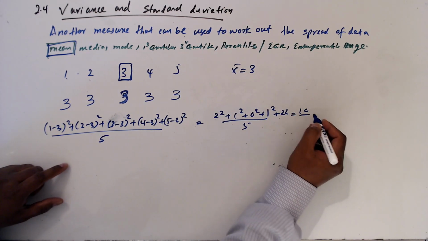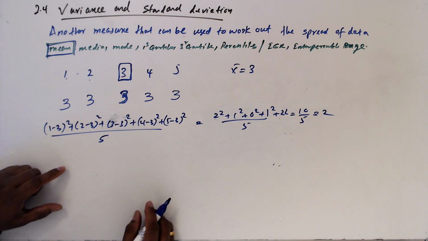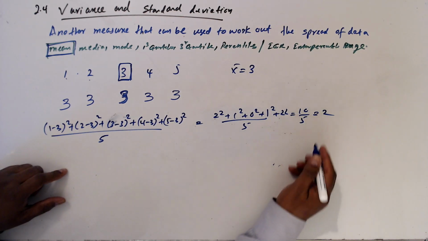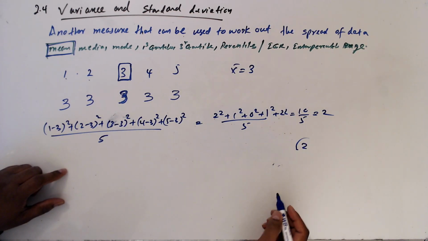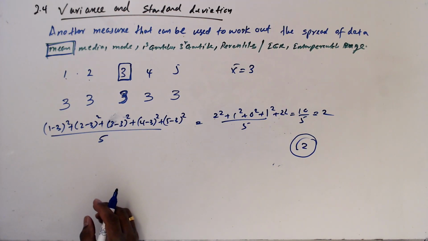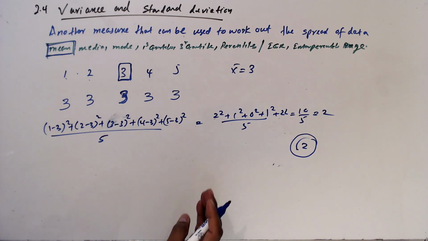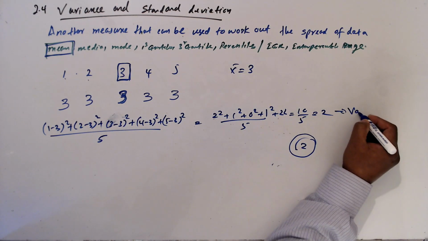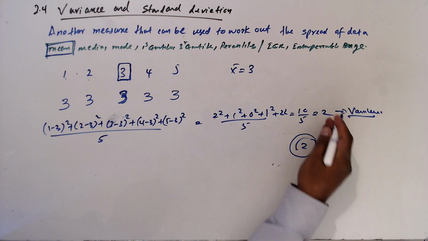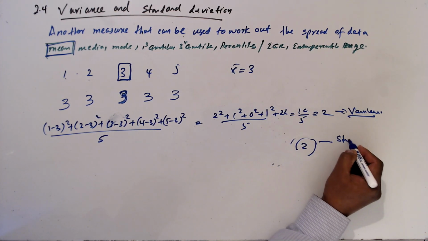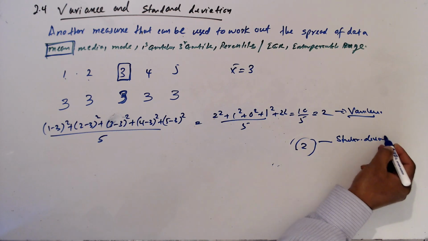This is 10 divided by 5, which is 2. So now this is in the square form. When I take the square root value, this is the average deviation from one number, from 3, or from the mean. So this 2 is the variance. This is in the square form, and when you square root this value, you will get the standard deviation.